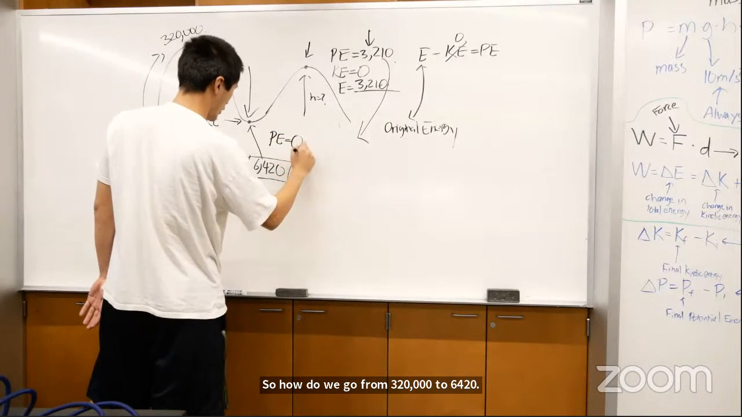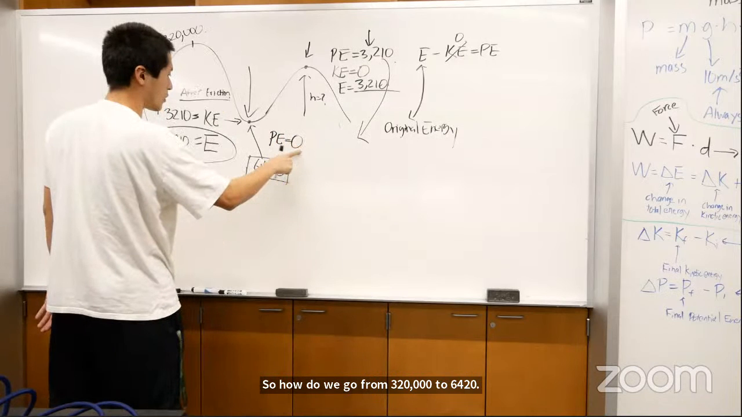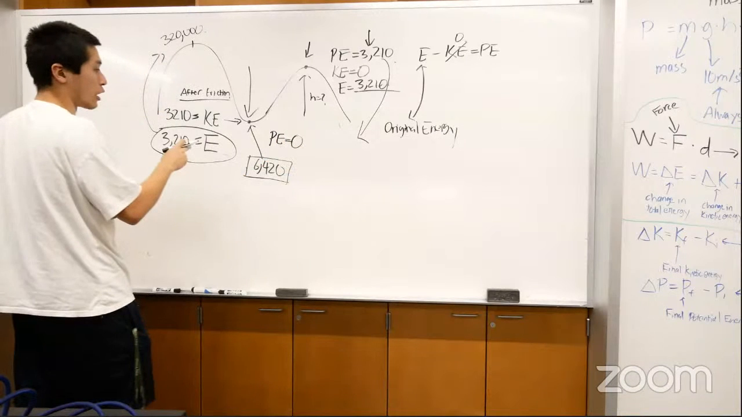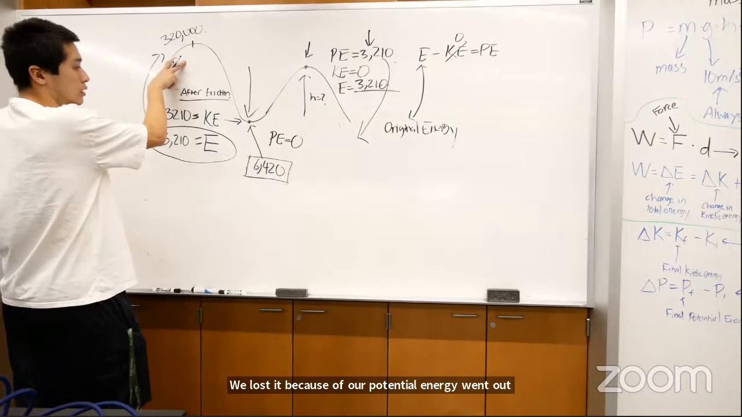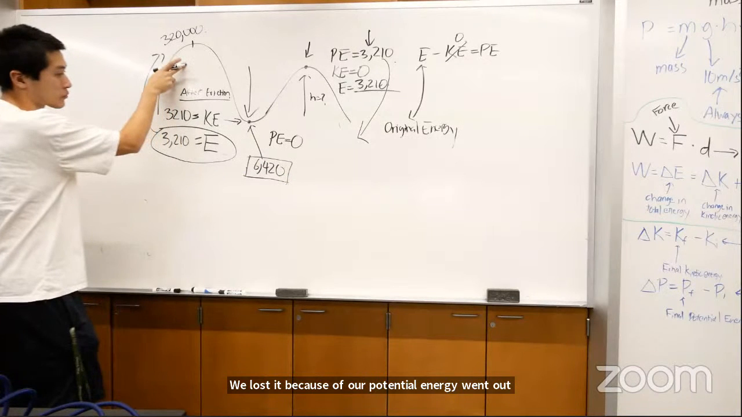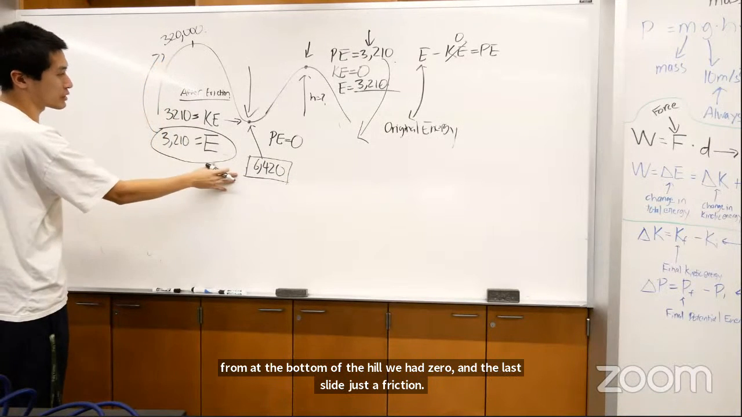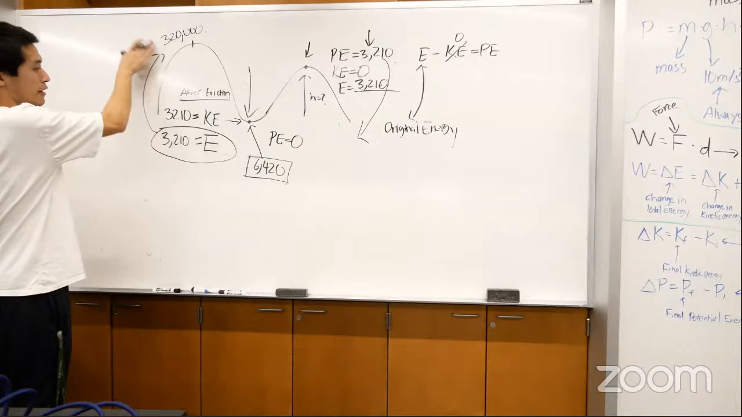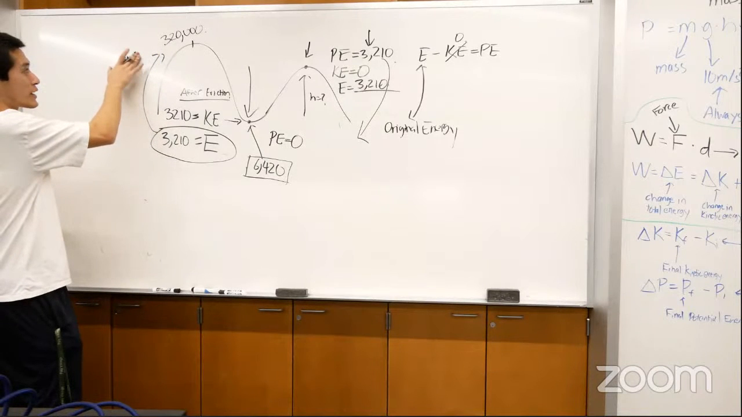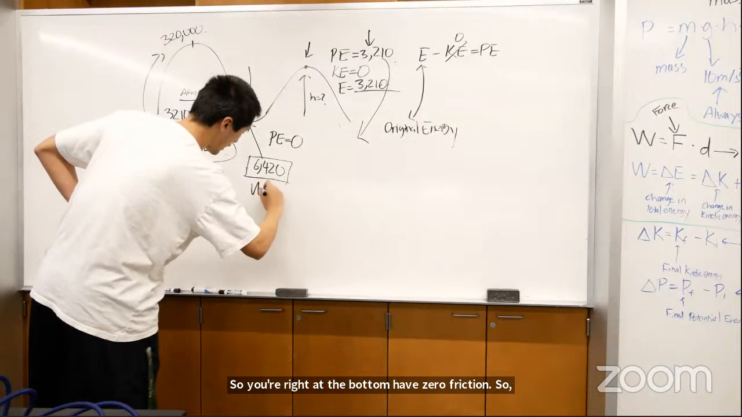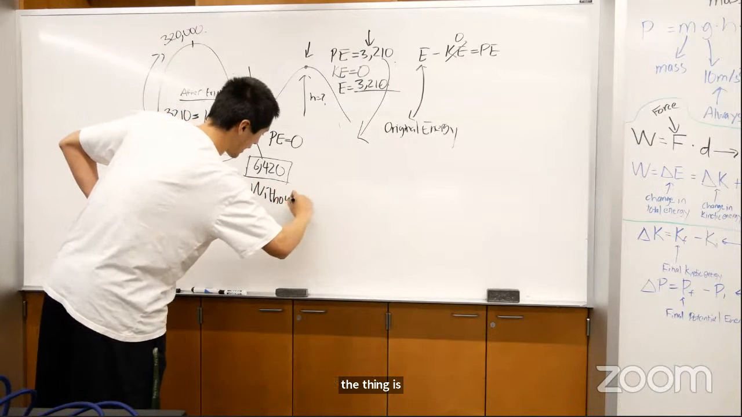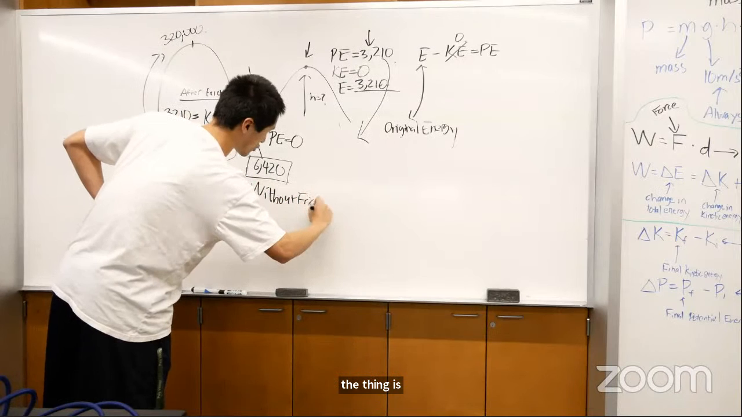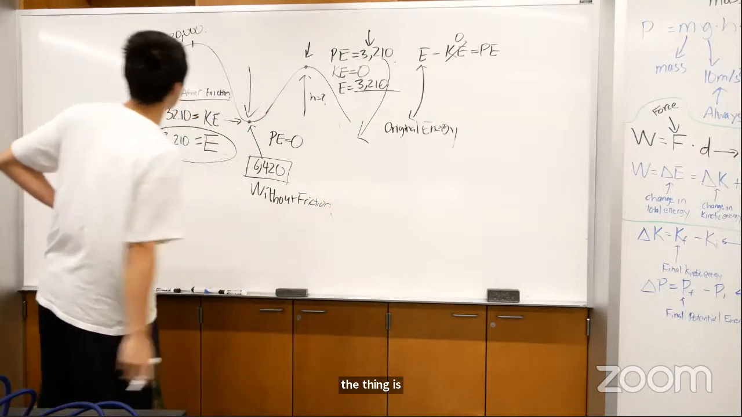Okay, so you're right. The potential energy at the bottom of the hill is 0. Lost a lot of it due to friction. So the thing is, without friction, this total energy and this total energy should match up. The problem is right now, this number is so much bigger than this number without friction. So that, I think, is the bigger question. What happened? Why are these numbers so different? I don't know.